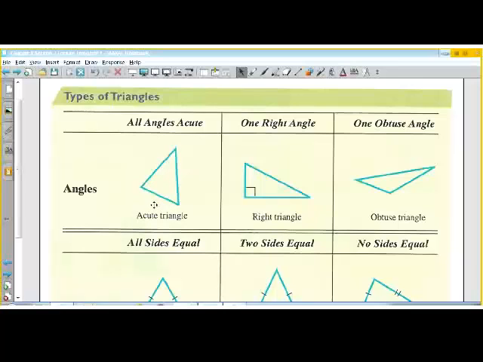So a triangle has 3 sides, and there are 3 special kinds of triangles based upon the angles. If all 3 angles are less than 90 degrees, then it's called an acute triangle. If one of the angles is 90 degrees, then it's a right triangle. And if one of the angles is greater than 90 but less than 180, it's called an obtuse triangle.